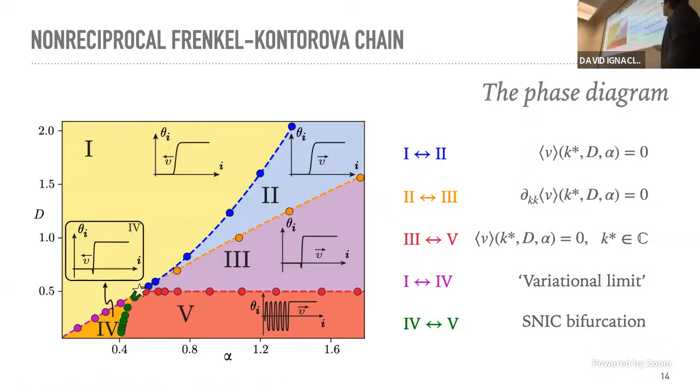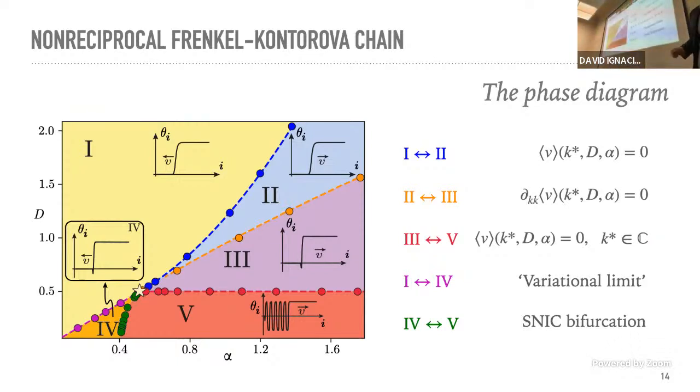So we were able to construct a phase diagram based on how these fronts move in the system. Okay, so in region 1, we have the usual behavior. So fronts into the stable state, pendulums in the up position go to the down position. Then, if you increase the non-reciprocity, you go to region 2, in which the opposite happens. Pendulums tend to get up by themselves.